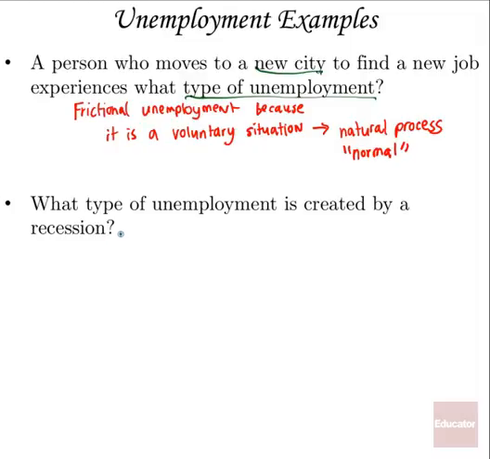So what type of unemployment is created by a recession? Well, that one's really easy too. Cyclical. So remember, actual unemployment, UE, equals the natural UE plus the cyclical.